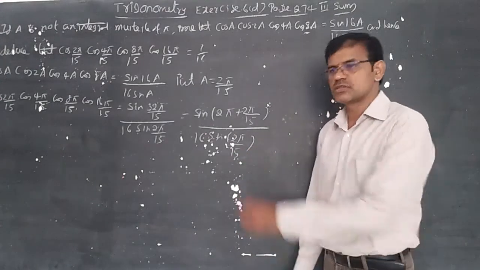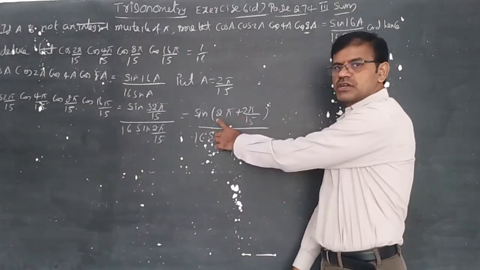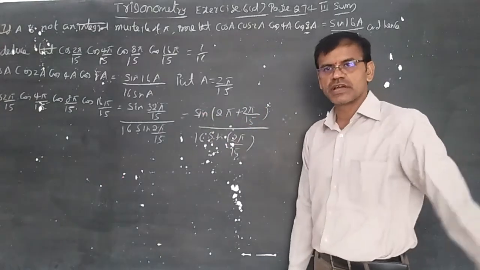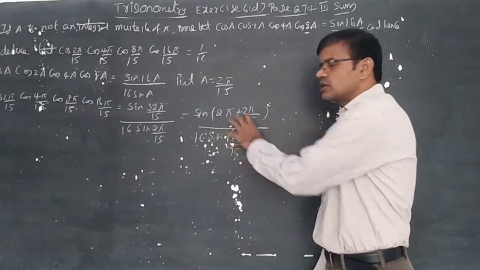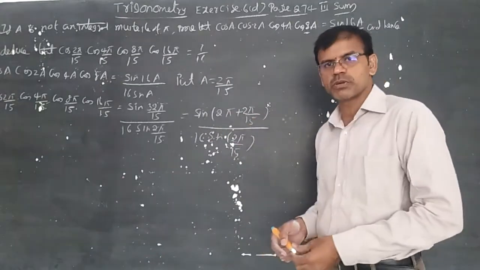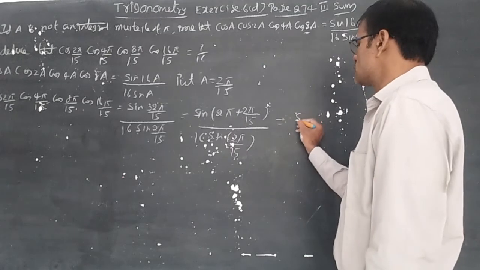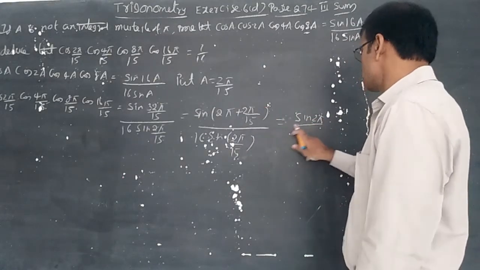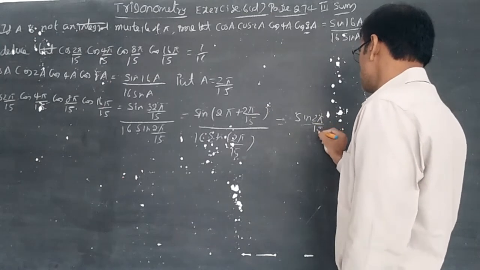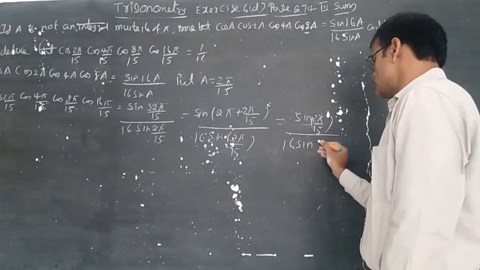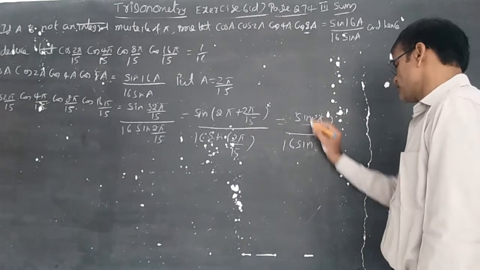If you are having any doubt, simply take the LCM: 15 into 2 is 30, 30 plus 2 becomes 32 by 15. Simply you are converting like this. Because sin 2 pi is nothing but 0, sin of 0 plus 2 pi by 15 becomes, of course, sin 2 pi by 15. Sin 0 plus theta concept. So sin 2 pi by 15 by 16 into sin 2 pi by 15.